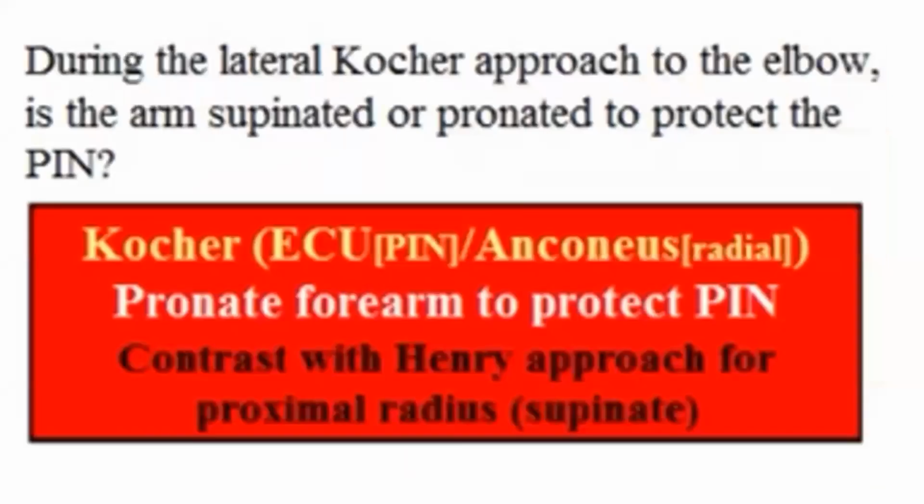Don't forget, I showed you the brachial plexus so many times. And there is a question we like to ask. If you're doing a Kocher lateral approach, how should you put the elbow? It should be in flexion and internal rotation. So don't forget this. Pronate the forearm and protect the posterior interosseous nerve. In the Henry approach, you do it in full supination. You supinate, so don't forget this.